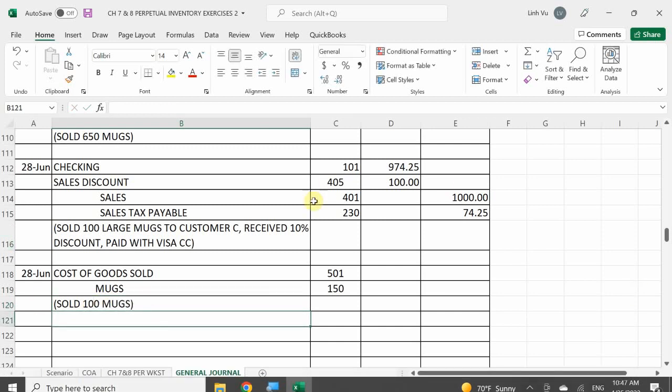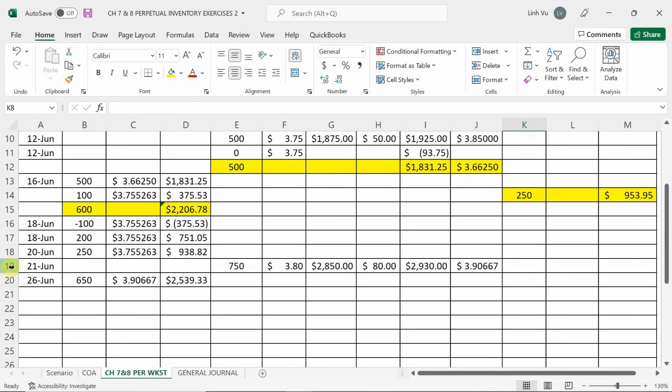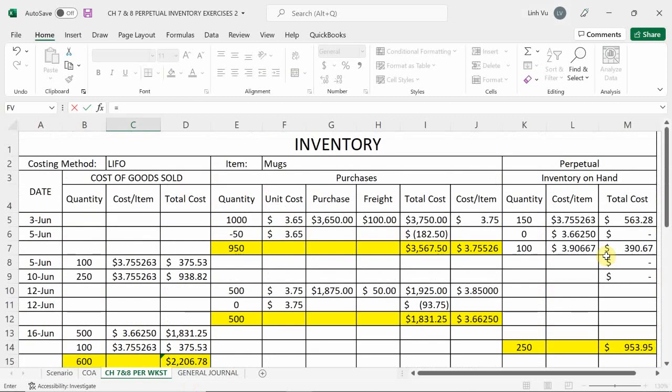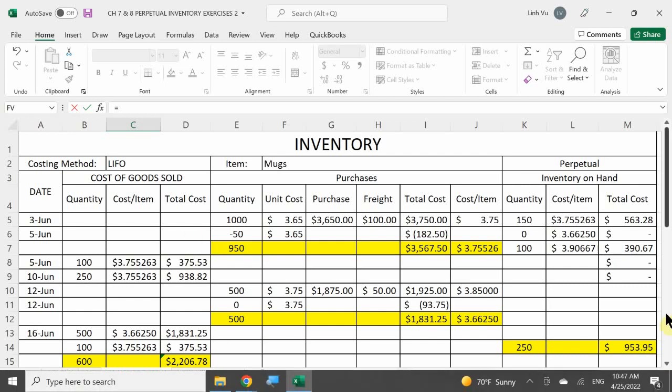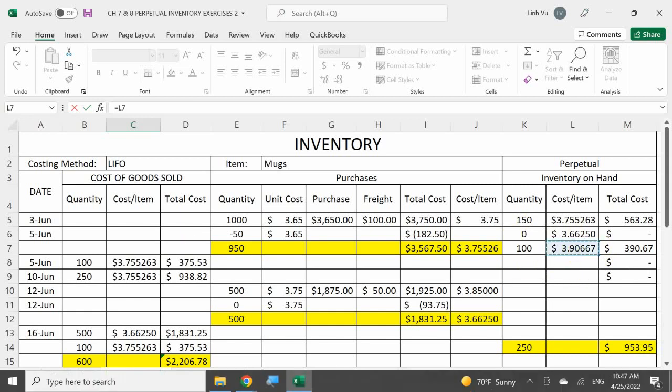Okay, so we sold 100 mugs. So let's go ahead and go into my inventory worksheet and pop it in here. So it's the 28th. We sold 100 mugs. Now, using the rules of LIFO, which batch of inventory do we need to take out from? The 100 at $3.66, right? In this case, it's exactly 100.